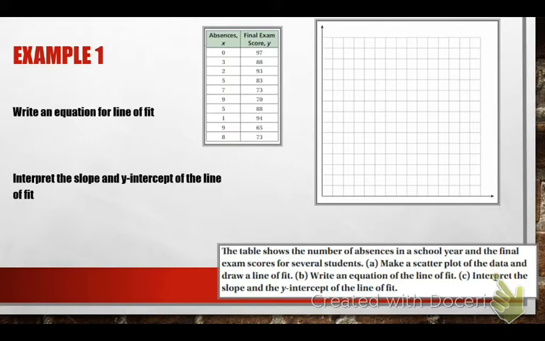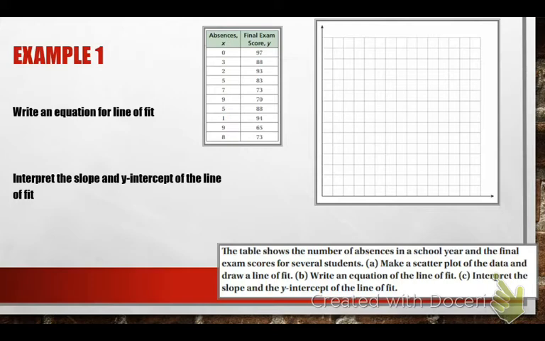Okay, ready to go? So here we have a scenario. The table shows you the number of absences in a school year and the final exam scores for several students. So it gives me 10 students, how many absences they had, and what their final exam score was. We're going to make a scatter plot of the data and draw a line of fit on the graph. Then we're going to write an equation, and interpret the slope and y-intercept. So there's a lot going on here. Let's start off by setting up our scatter plot.